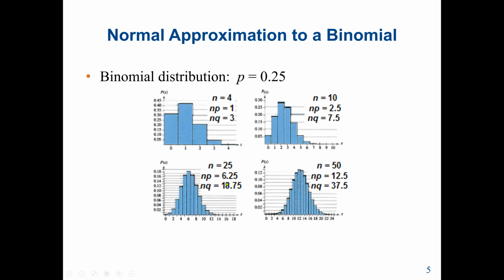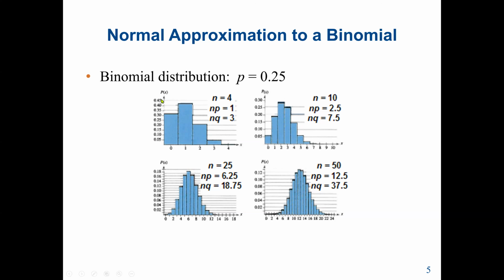And the conditions are met. np is greater than or equal to 5, and q also is greater than or equal to 5. Then when we look at the size increasing even more, you can see that the shape is getting better and nicer as a normal distribution. So that's the whole concept here.